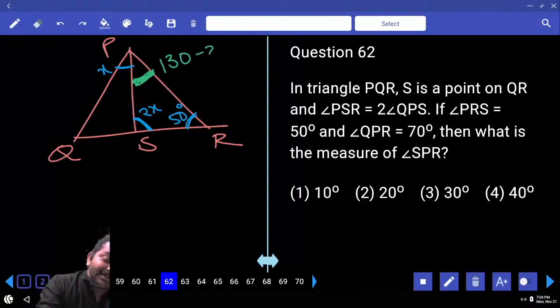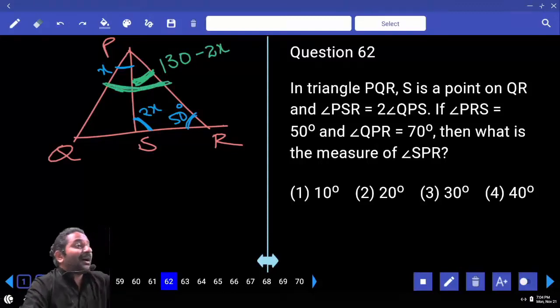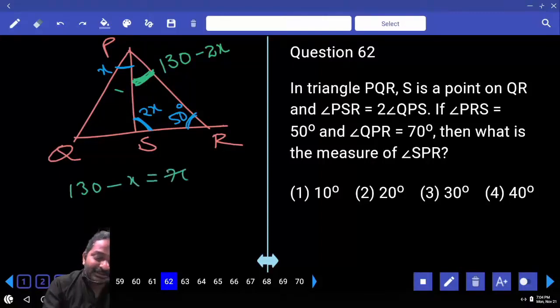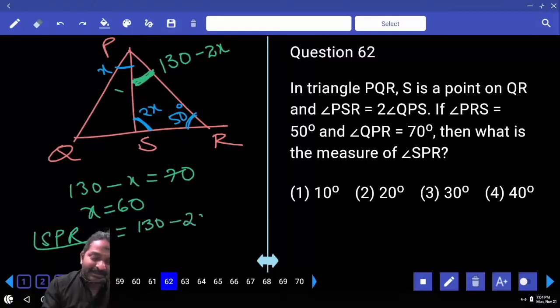Then the remaining value becomes 130 minus 2x. Correct? If you add these two, that is equal to the angle at QPR, mentioned as 70 only. That means 130 minus x is equal to 70, so x is equal to 60. We were asked to calculate the angle at SPR, that is 130 minus 2x, which is 10 degrees, first option.